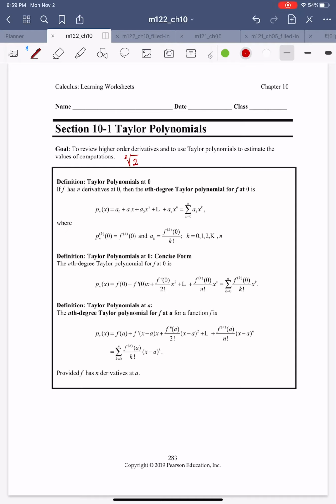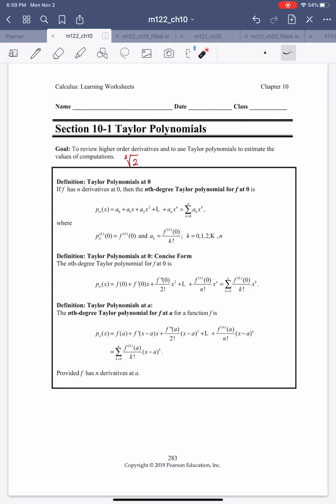Definition, Taylor polynomial at 0. If f has an nth derivative at 0, then the nth degree Taylor polynomial for f at 0 is defined as p sub n of x equals a sub 0 plus a sub 1 x plus a sub 2 x squared, all the way to a sub n x to the n. So each a is my coefficient, and then x squared all the way up to whatever the nth degree, that's going to be the term.